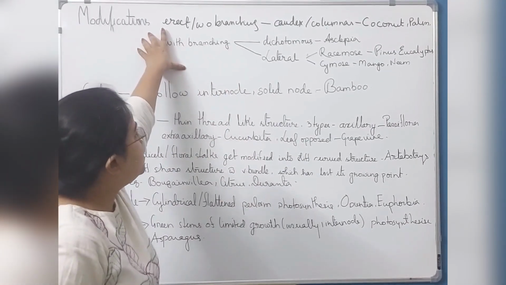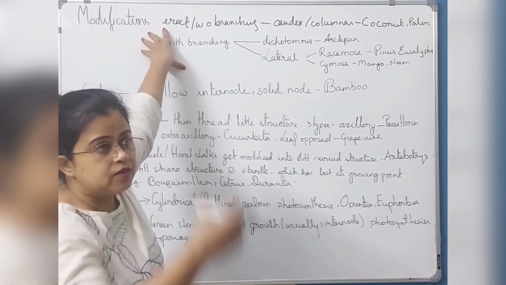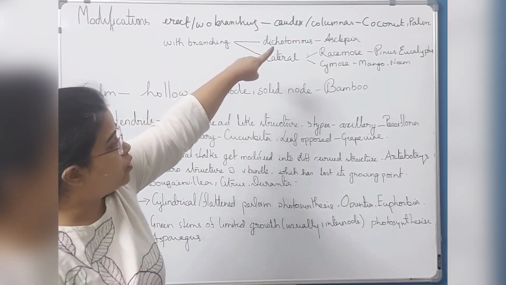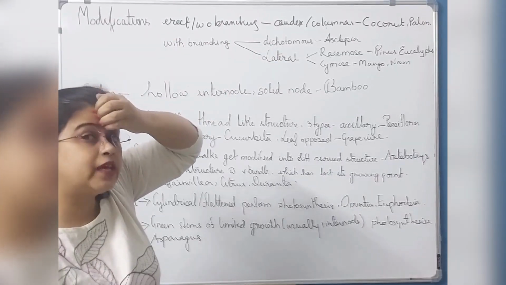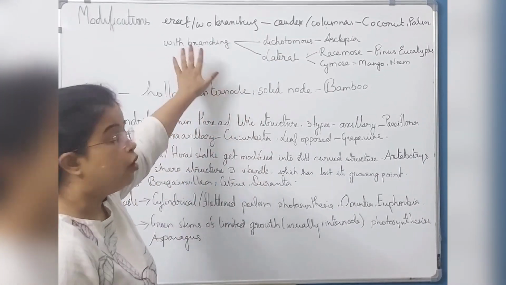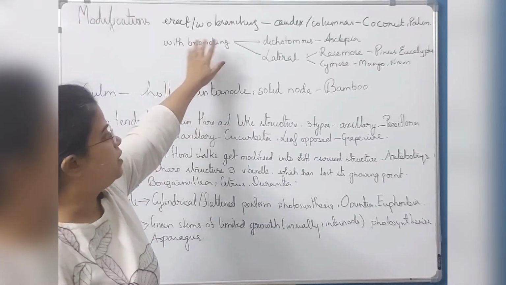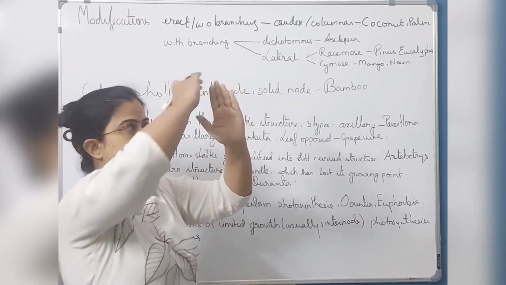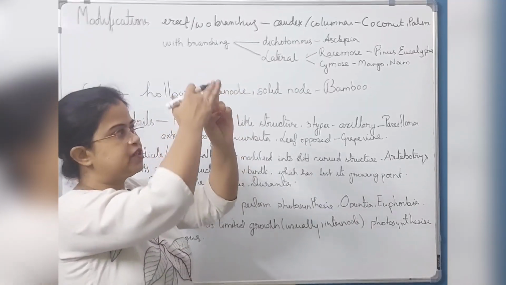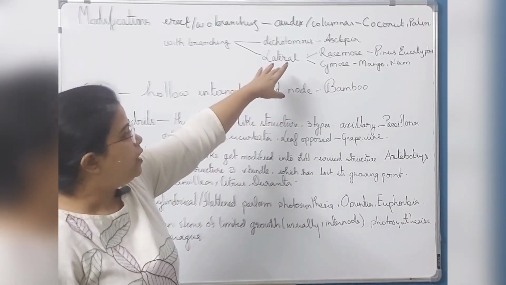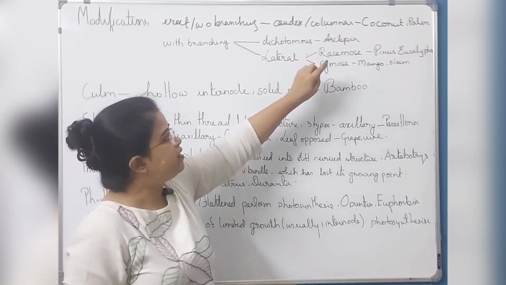As said earlier, erect one trunk without branching is called caudex or columnar. Where do we see it? Coconut or palm, sugarcane, maize, which do not show branching. And those that show branching, branching can be of two types. Dichotomous, where the terminal part branches into two, like a fork, right? In angiosperms, it is very rare.